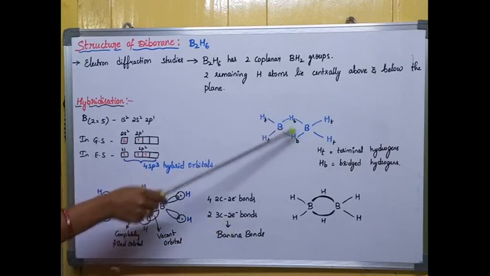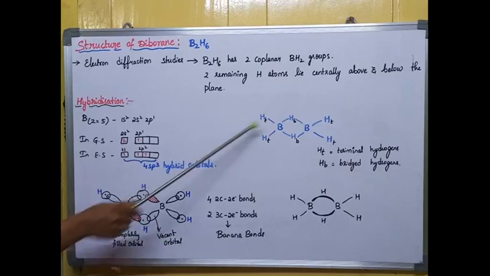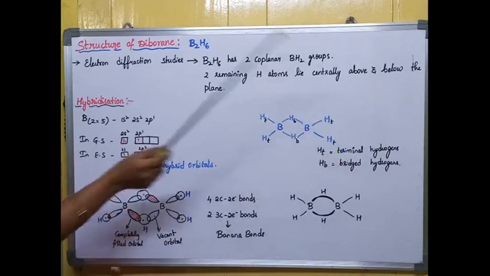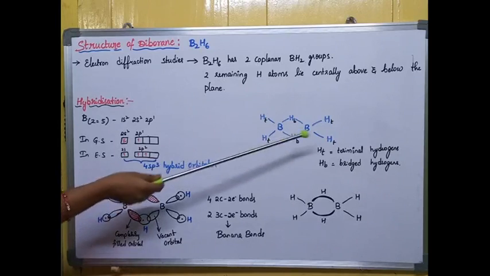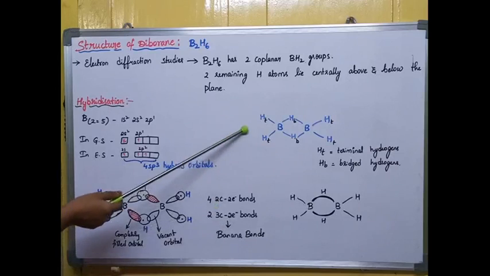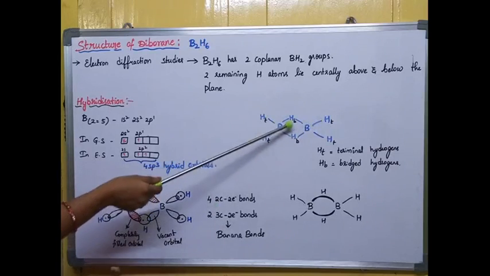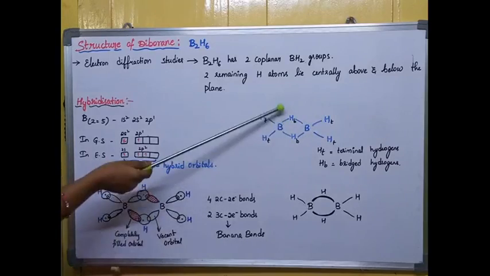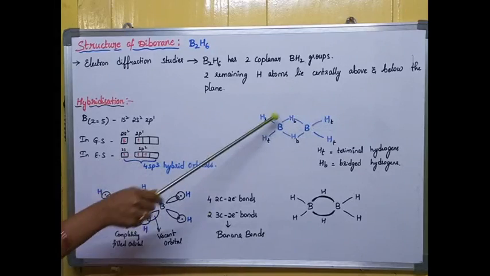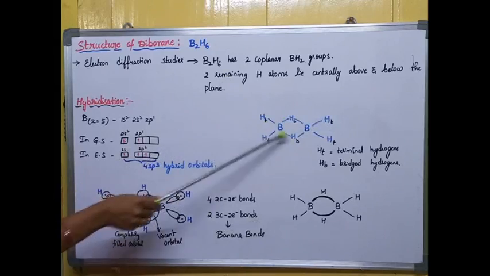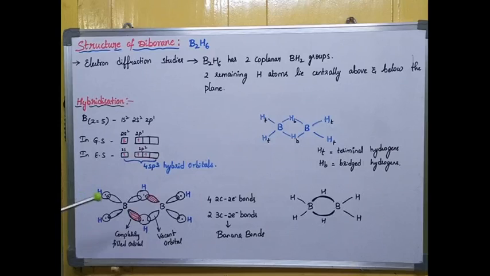Those are the bridged hydrogens. These hydrogens are called bridged hydrogens, and these hydrogens are called terminal hydrogens. So diborane has sp3 hybridization with 2 coplanar BH2 groups lying on the same plane, but 2 hydrogens lie above and below the plane. These 2 hydrogens are perpendicular to the other hydrogens. They are not on the same plane; they lie perpendicular to the other terminal hydrogens. So these are parallel hydrogens, and these are perpendicular hydrogens.